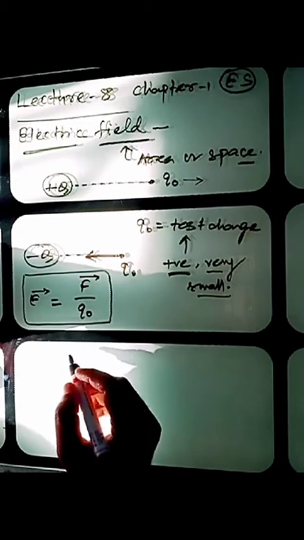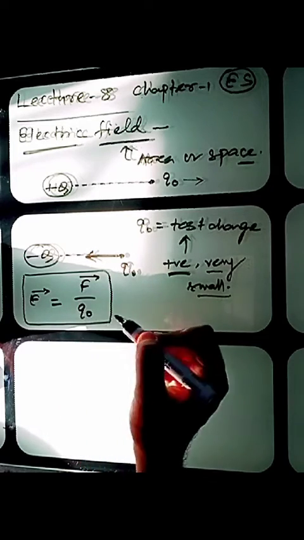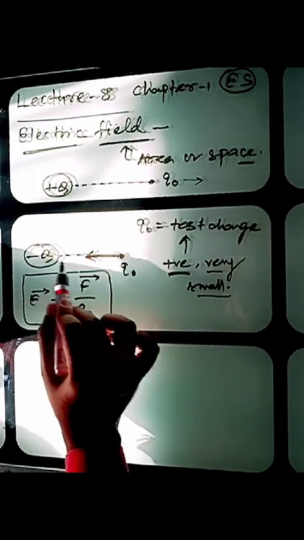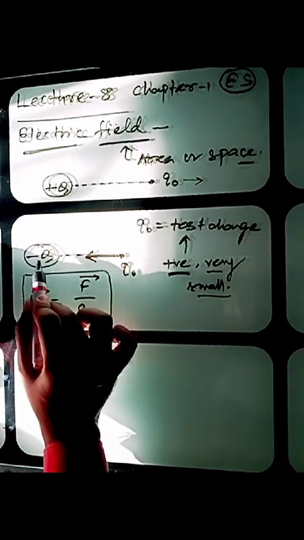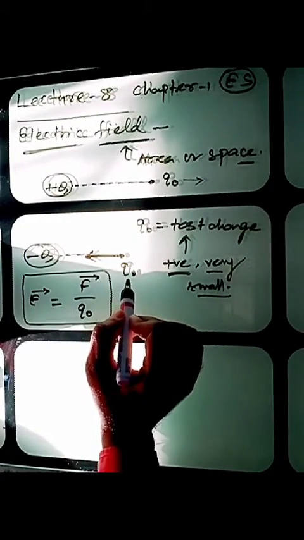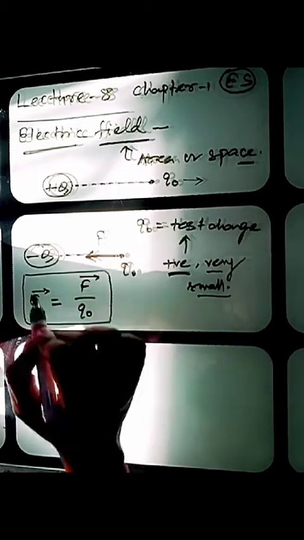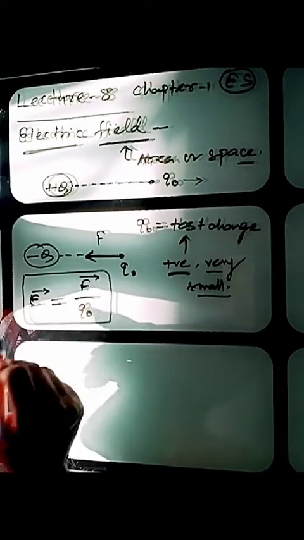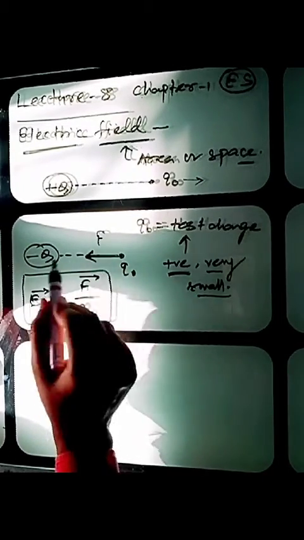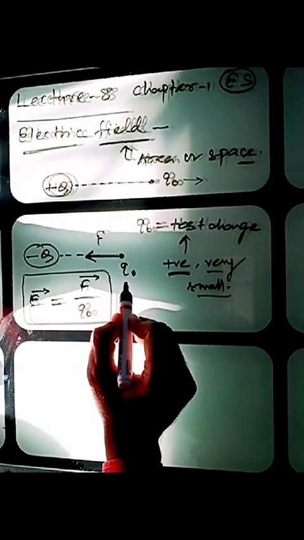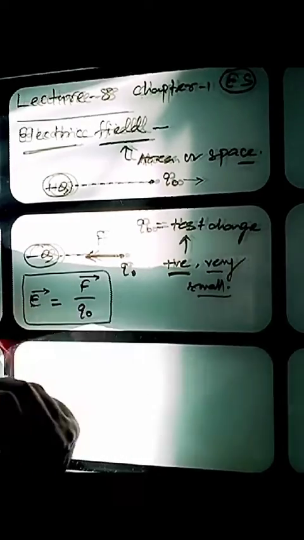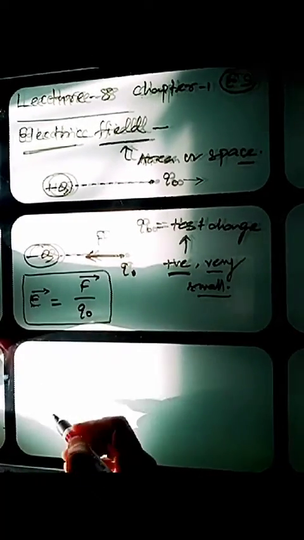Now, what is the meaning of this force per unit charge? Actually, student, the meaning of force per unit charge is that we have placed here in our system two charges, minus Q and Q naught, here plus Q and Q naught. So this Q naught will experience force F. So electric field is nothing but the force acting between these two charges per unit test charge you have placed, and this will give you the strength of the electric field of that charge.